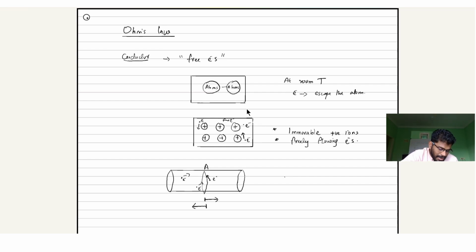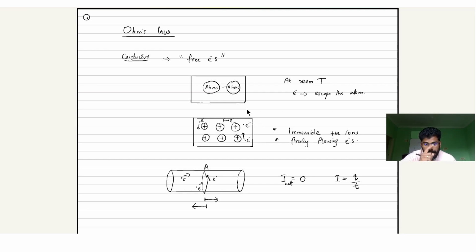So I can say the net current is nothing but zero, because current is nothing but how many charges are passing through a cross-sectional area in 1 second. So I have an equal amount of charges passing through the cross-sectional area in opposite directions. That is why the net current in this case is zero. So at room temperature you will not be getting any current.